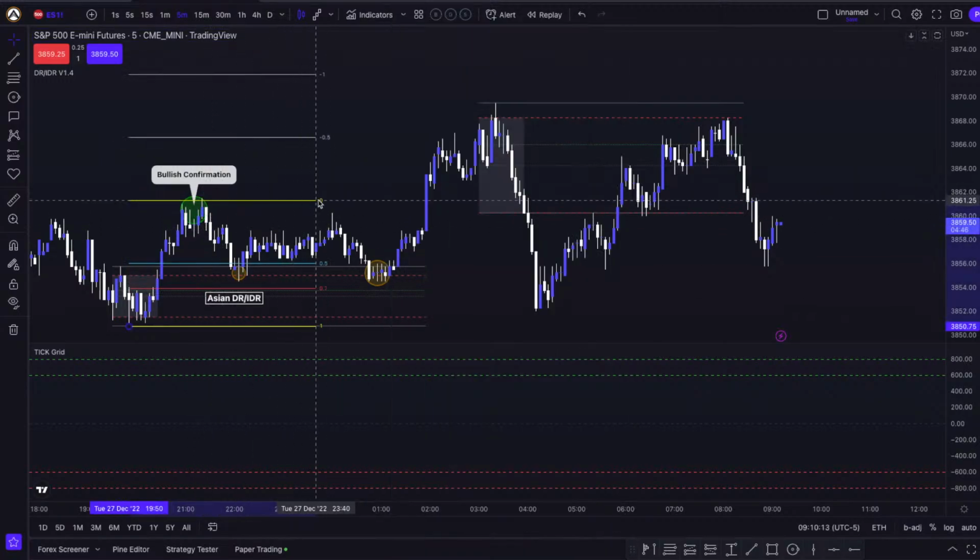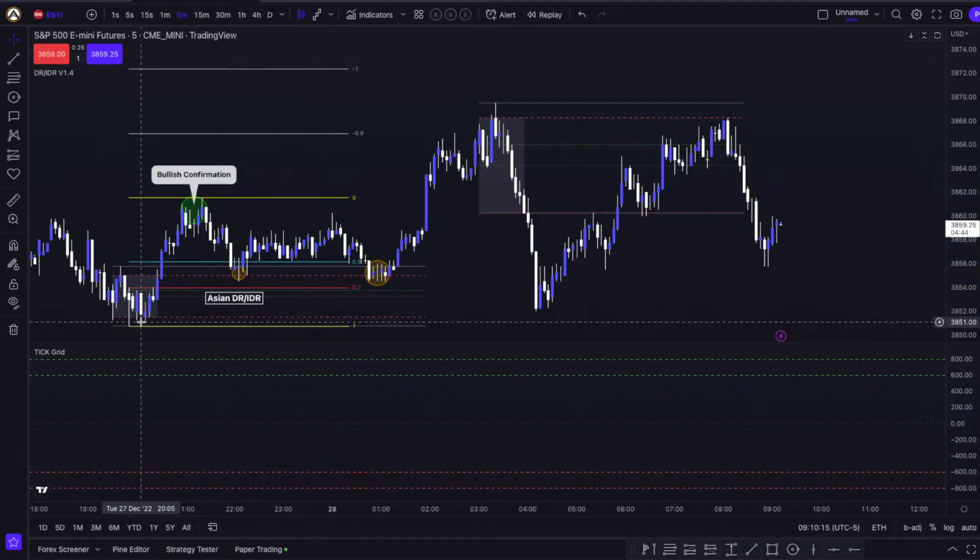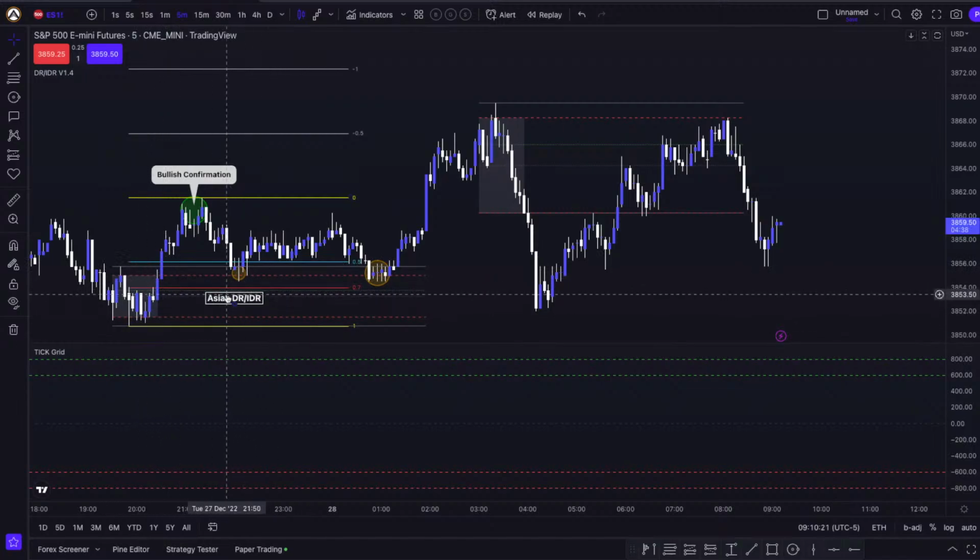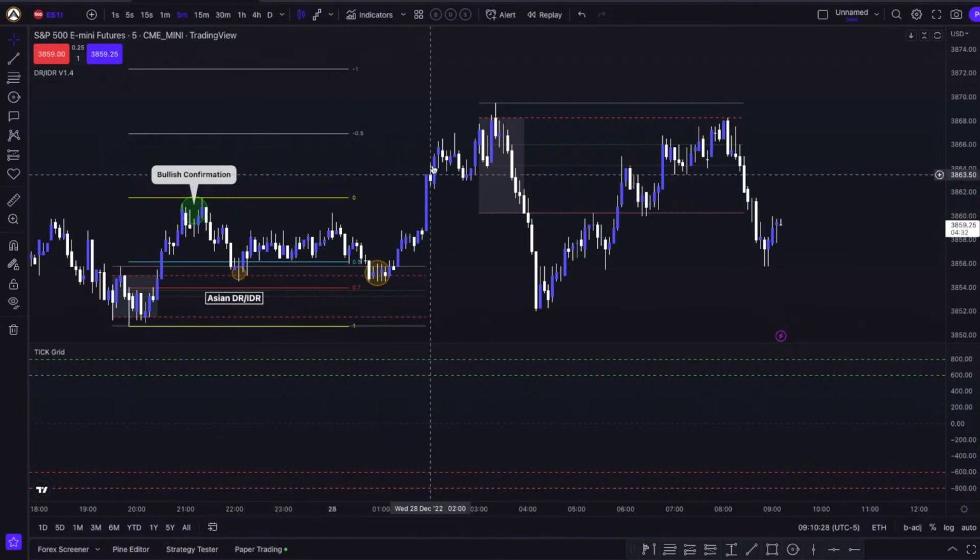So actually, if we measure from this move right here, this impulse close above the DR IDR range from the Asian range, we see that we pulled back just below the 50% level and then took off on our rally right up here.